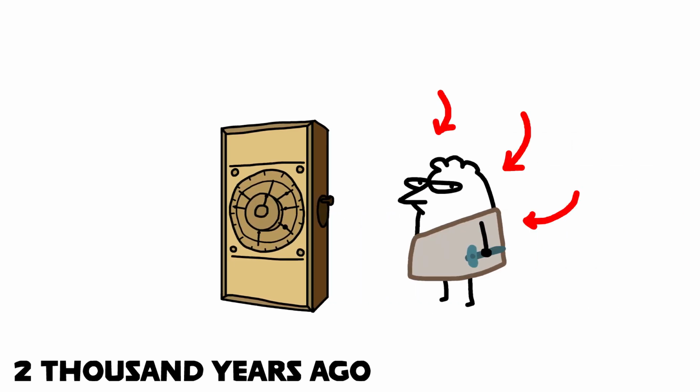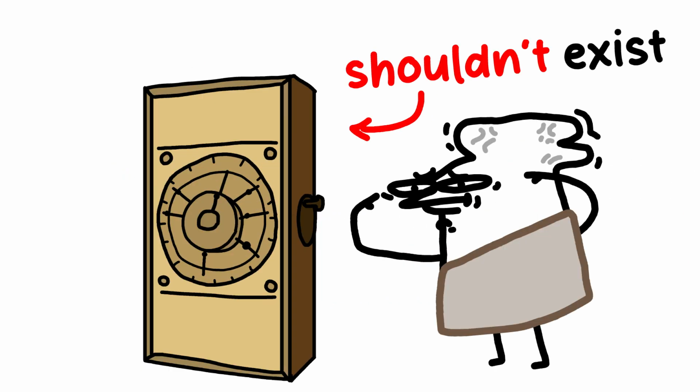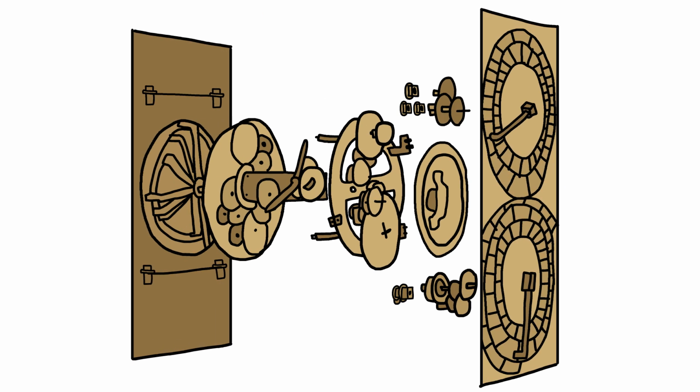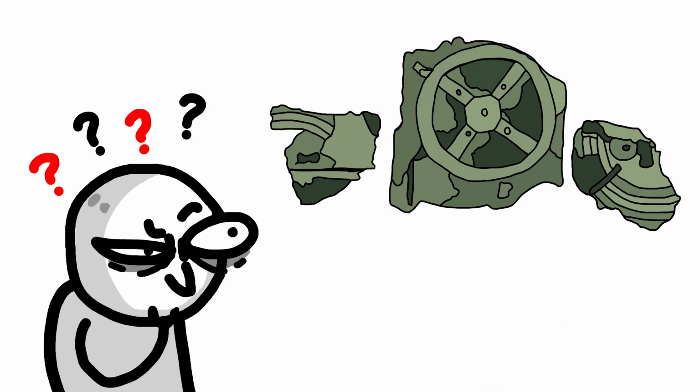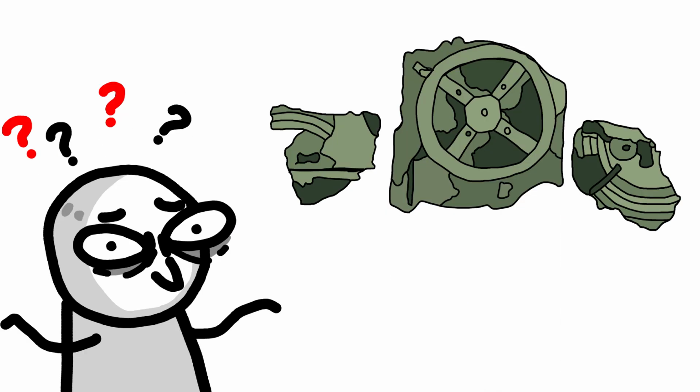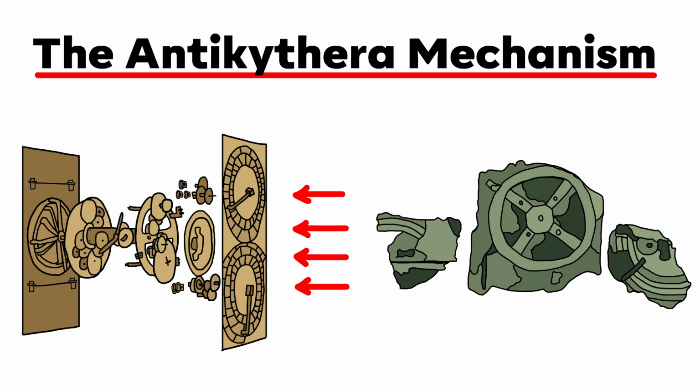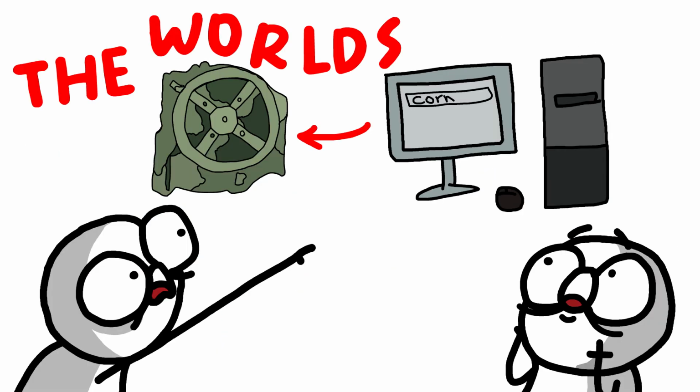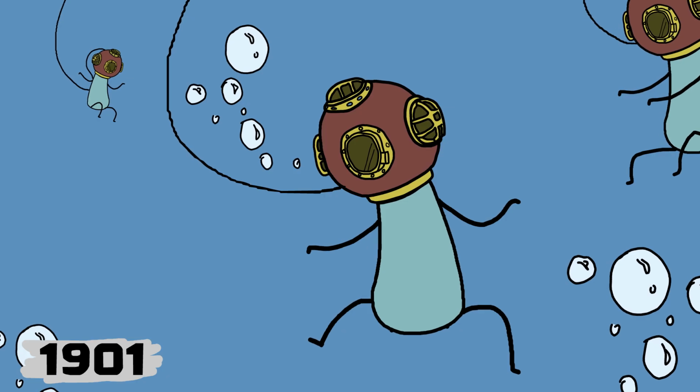2000 years ago, the ancient Greeks built something that shouldn't exist. A machine so advanced it took scientists over a century just to realize what it really was. It's called the Antikythera Mechanism. Some people even call it the world's first computer. So let me explain. The story starts in 1901.